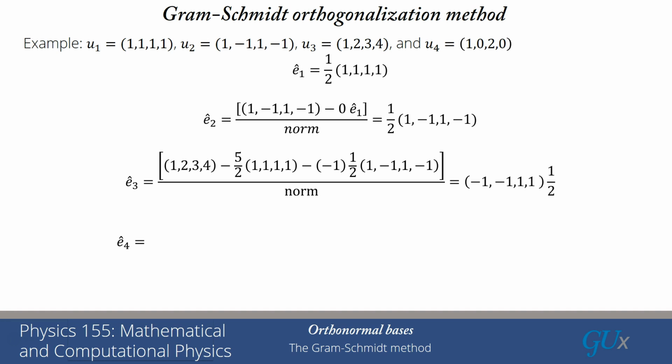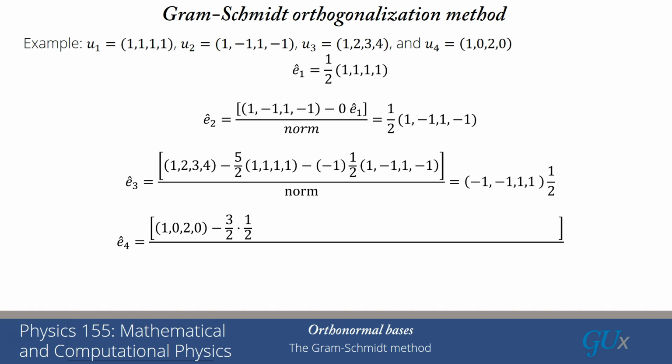Okay, and now we go for our last one, E4. I take 1, 0, 2, 0. I have to subtract off the projection on E1, the projection on E2, and the projection on E3. So E1 dot U4 is equal to 3/2. E2 dot U4 is equal to 3/2. And E3 dot U4 is equal to -1/2.